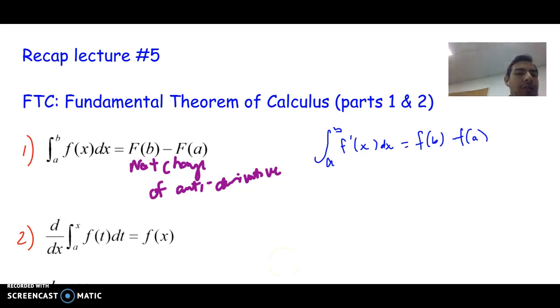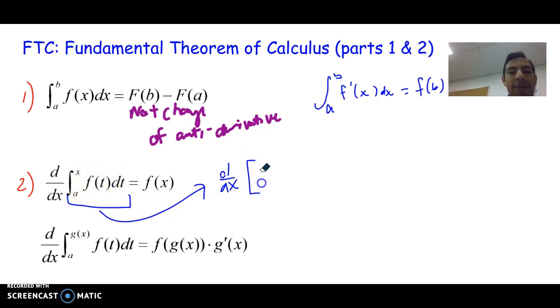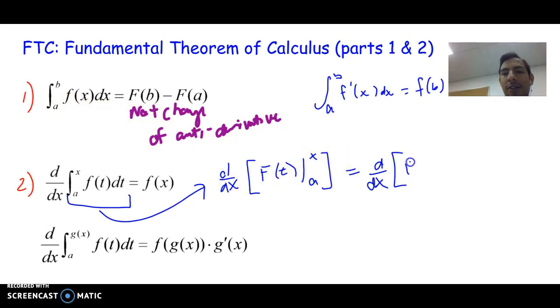Part 2 says, what happens if I take the derivative of an integral? This is what I end up getting when I take the integral of the derivative. That's part 1. But part 2, if I take the derivative of the integral, take a look at just this part. If I keep the d dx in front, I end up getting the antiderivative of little f of t, which is big F of t, and I'm going to evaluate that from a to x. And that's going to be d dx of, again, the fundamental theorem says the net change of the antiderivative, so I'll plug in x and a and subtract. So big F of x minus big F of a. And that's what my antiderivative is.